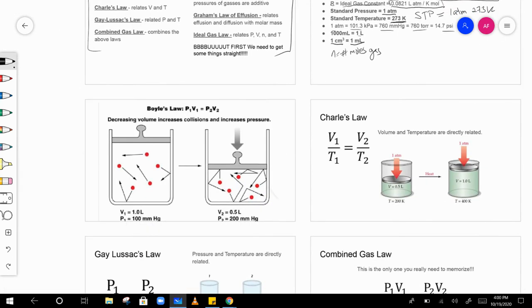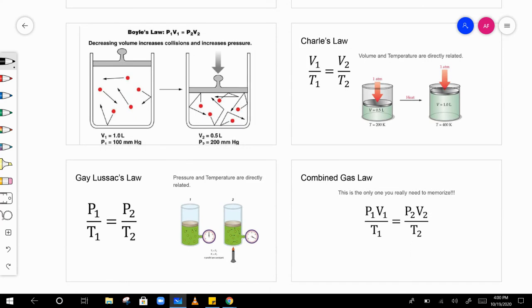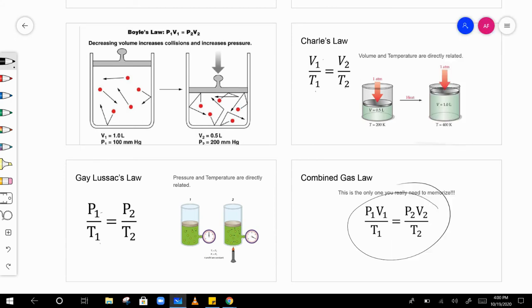Boyle's law, Charles' law, Gay-Lussac's law, and the combined gas law. We talked about all these already. Boyle's law is P1 V1 equals P2 V2. Charles' is V1 over T1 equals V2 over T2. And Gay-Lussac's is P1 over T1 equals P2 over T2. And combined is this right here. Okay, so with that said, let's do a problem for each one.